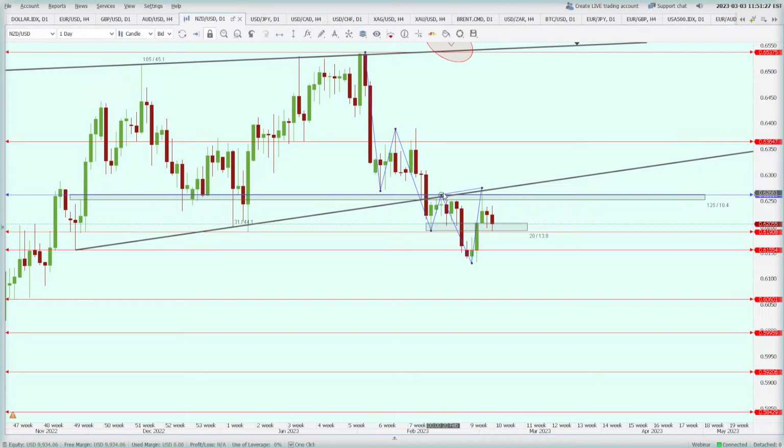So that means it has violated this level, that is 0.62619, is now violated. When this happens, we become cautious, like, okay, one higher high has been formed. Now there is a probability of formation of a higher low. And where is the most probable area where the higher low can be formed?